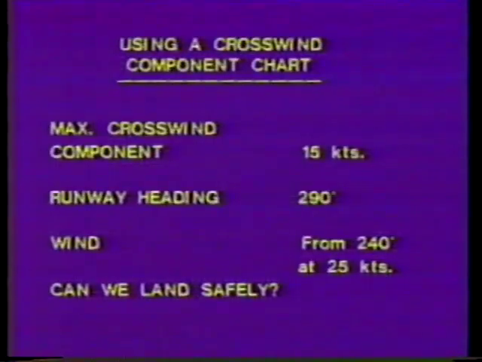Let's solve one last problem using the wind component chart. Again, the maximum crosswind component for our airplane is 15 knots. The landing runway heading is 290 degrees, and the wind is 240 degrees at 25 knots. Can we safely land?